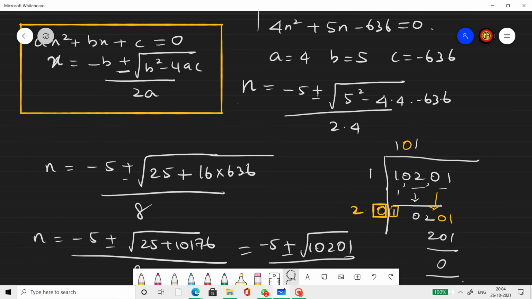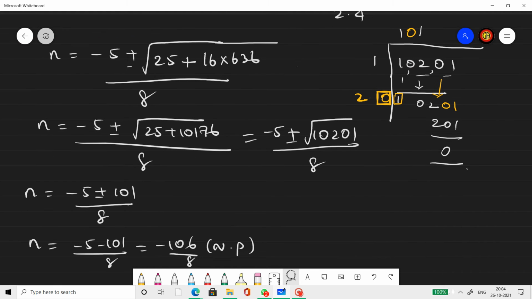Applying all values into the formula, you get minus 5 plus or minus root over B square minus 4ac, that's 4 into A value into C value. So minus of minus is plus, therefore we get 25 plus 16 into 636 divided by 4 into 2, which is 8. Now 16 into 636 is 10,176. Adding 25 to that, you get 10,201.